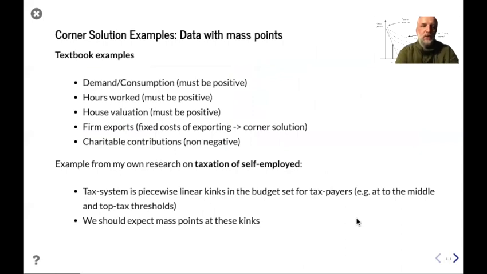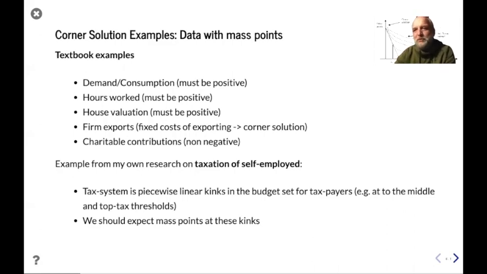There are many examples like this, and the textbook examples of corner solution outcome cases would be demand or consumption that needs to be positive. Hours worked, well, that's a supply, right? Hours worked must be positive. So for some people there's a mass point at 0 because some people are on the couch, or doing something else, not in the labor market. House evaluations must be positive. Firm exports, or this may be a fixed quota of exporting, so the amount that you export is 0 for many firms. So there are so many examples, like charitable contributions.